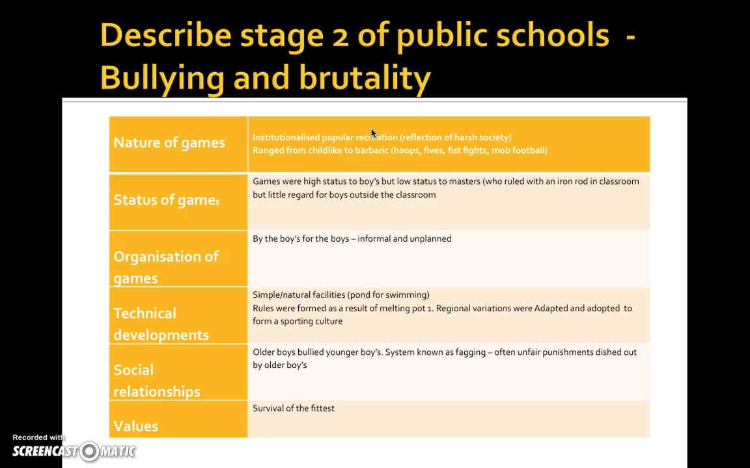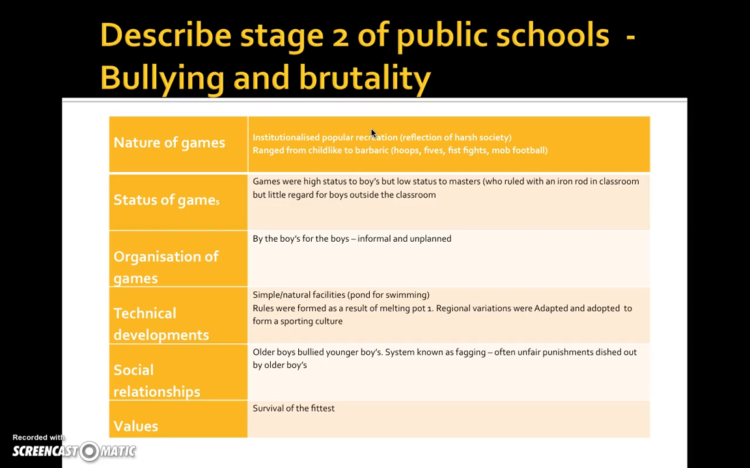Okay, so this reflected the harshness of society both in school and out of school at that period in time. So we're looking at pre-1800s. Now, activities they played ranged. So you could have from childlike, so things that were just fun-based, to barbaric, which could be extremely aggressive. So some examples of stuff there: you had fist fights, hoops, mob football, trespassing. There was lots of different activities the kids would do due to the kind of land or grounds that surrounded the school.